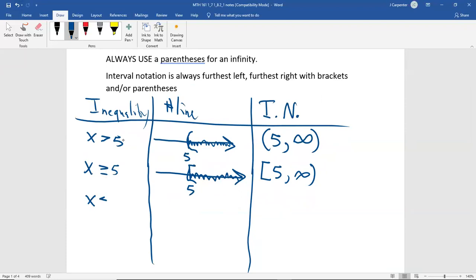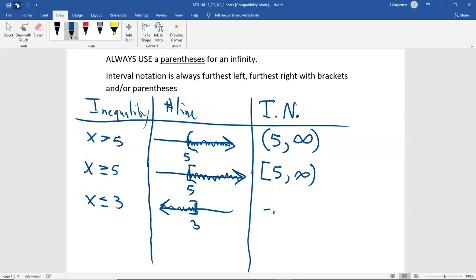If we had x is less than or equal to 3, doing these really quick, number line, 3, less than, so shade to the left. Arrow going left forever to what we call negative infinity. It has the or equals, so we bracket it. The interval notation, the furthest left is not 3, it's not 3 comma infinity, this is wrong, wrong, wrong.